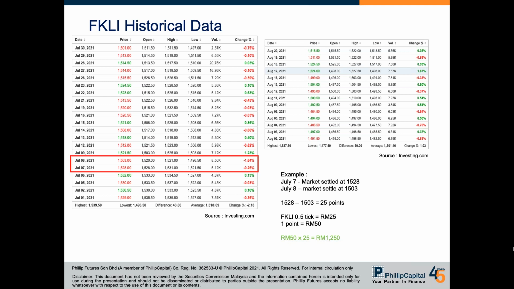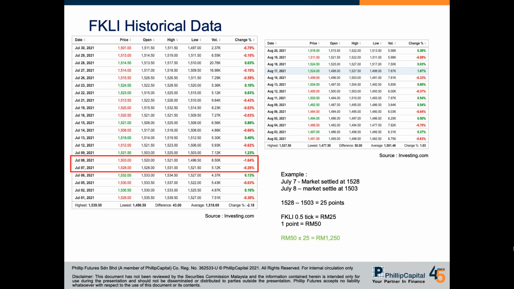So you can see from here, the futures contract is actually quite volatile. From the daily prices, as you can see from the red bracket here, for July 7 and 8, the market settled on the 7th of July at 1528, and on the 8th of July at 1503, which means the market dropped 25 points.